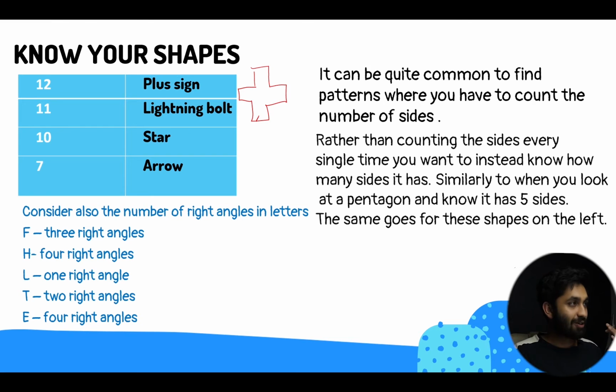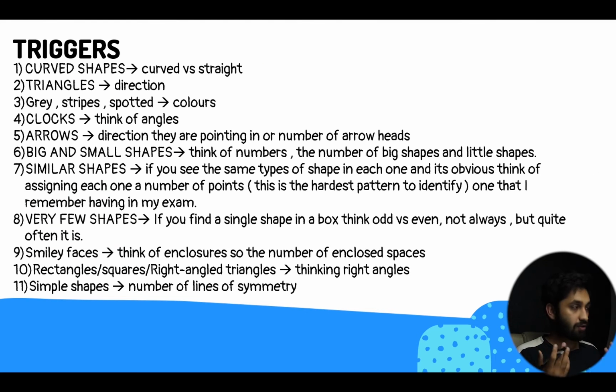So just like how you are able to look at a square, look at a circle, look at a pentagon, look at a triangle, you just know immediately how many sides it has. The same again for the plus sign, the lightning bolt, the star, and the arrow. You just need to know immediately off the back of your hand how many sides it has. Now let's take a look at triggers.